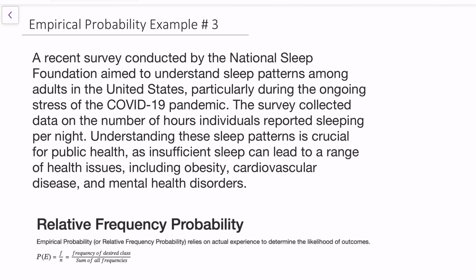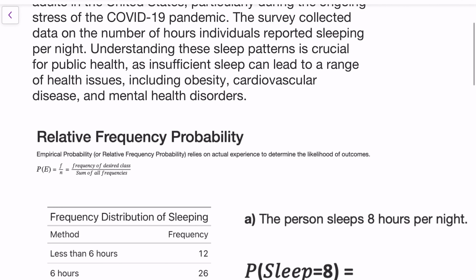Okay, so we're going to do the empirical probability example number 3. We have a survey that collected data. Whenever we have that keyword that the data was collected, or we're going to base our probability on something that was collected, some information that we already found out empirically, then we know we're going to use empirical probability. The Triola textbook calls this type of probability relative frequency probability, but they're the same thing.